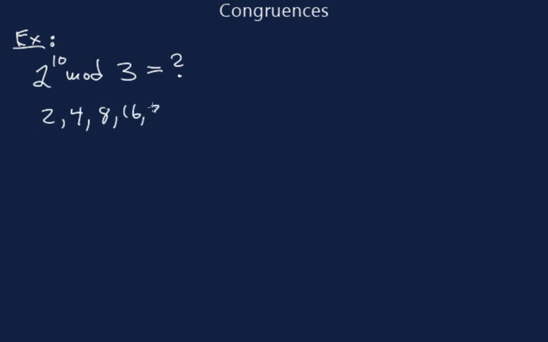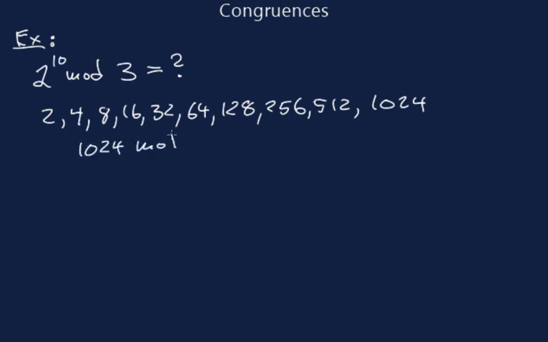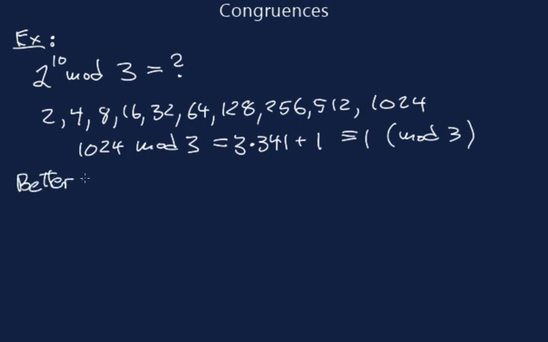Well, you write down 2, 4, 8, 16, 32. You keep squaring, take all the powers of 2 until you get up to 1024. That's 2 to the 10th. And you then compute 1024 mod 3, and it turns out that 1024 is 3 times 341 plus 1, and so therefore that's equivalent to 1 mod 3. So the answer is 1.